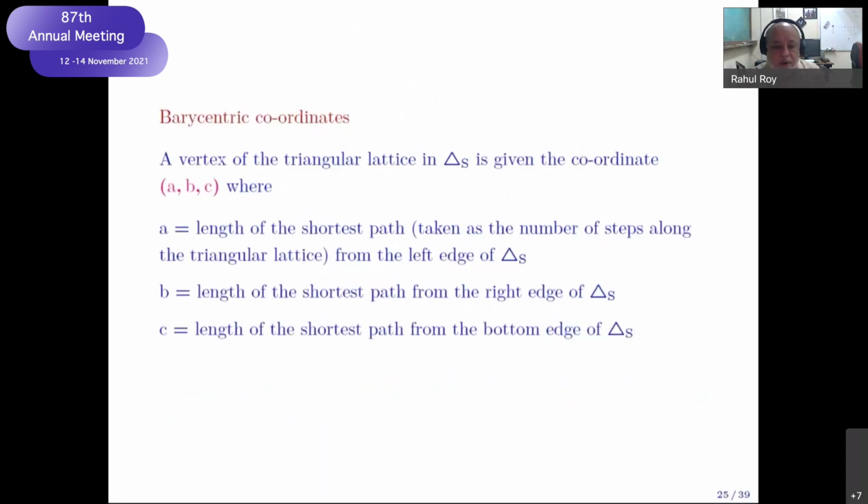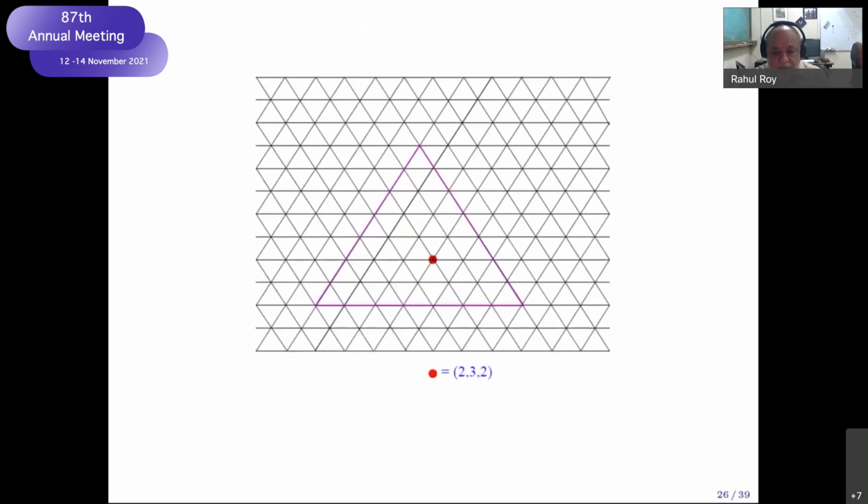So the barycentric coordinate is basically a vertex on the triangular lattice given a coordinate ABC, where A is the length of the shortest path, taken as the number of steps along the triangular lattice, from the left edge of S to that point. B is the length of the shortest path from the right edge of S to the point, and C from the bottom edge. So this in particular is 2, 3, 2, because from here, well, this is a mistake. So it should be 3, 2, 2. From here it is 3, from here it is 2, and from here it is 2. So this is a mistake. This should be 3, 2, 2, sorry.